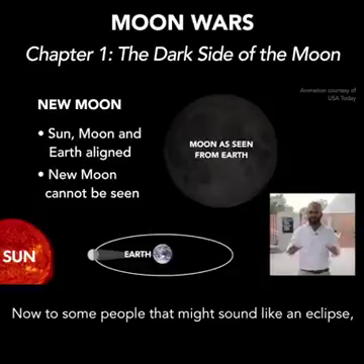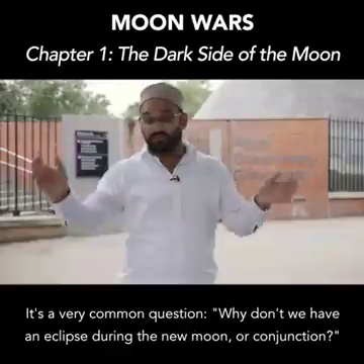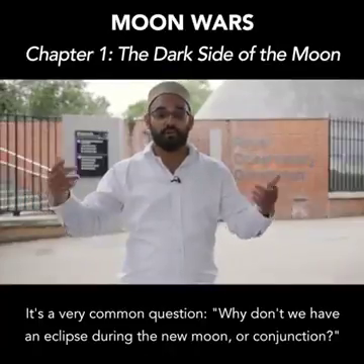Now, to some people that might sound like an eclipse, because also in the eclipse we have the sun, the moon and the earth in alignment. It's a very common question. Why don't we have an eclipse during the new moon or conjunction?